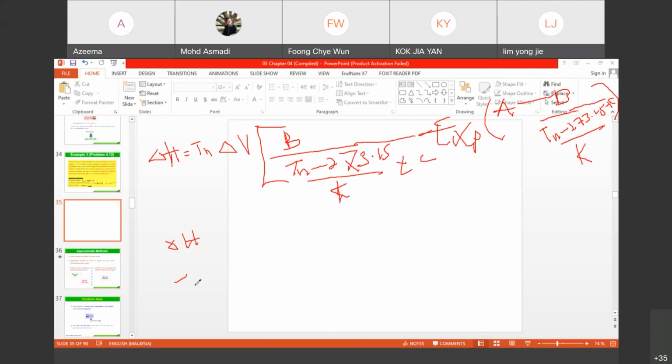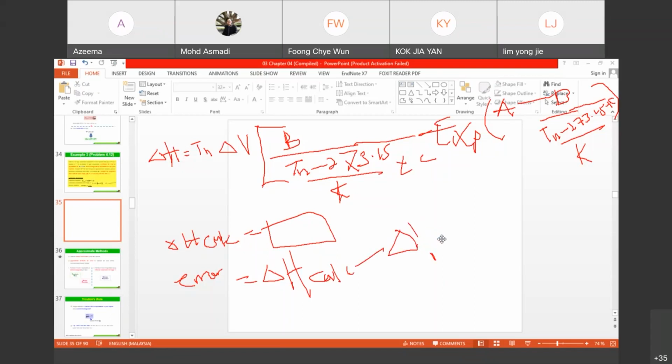Then to calculate the error, this one is delta H calculation. Error equals delta H calculation minus delta Hn, divided by delta Hn, times 100. So you can get the answer for the error. Please calculate.